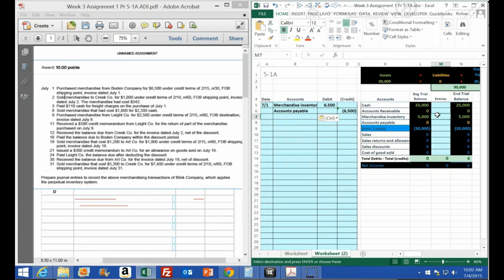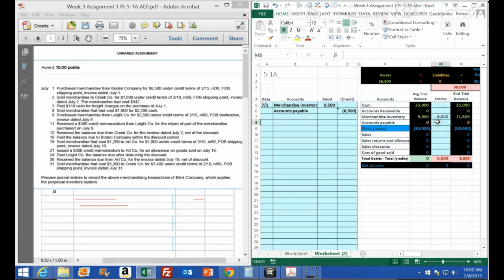So let's post this and see what happens here. I'm going to go to merchandise inventory in cell M7, say equals, and then point to this merchandise. That's a debit. This is a debit. It's going to make this number go up in the debit direction to 11.5. We're out of balance by 6.5.